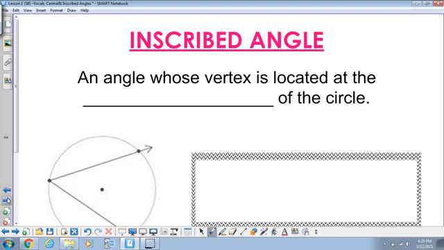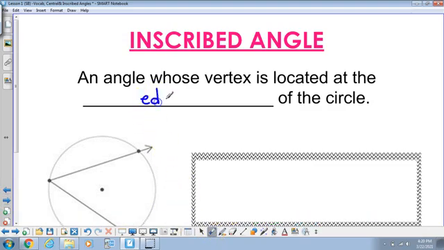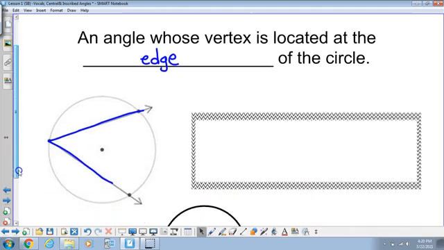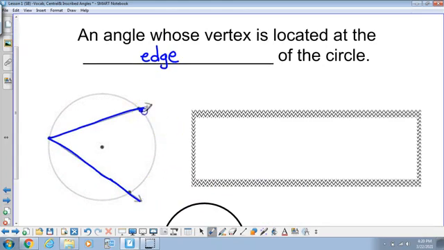Now, let's talk about another kind of angle called an inscribed angle. An inscribed angle is an angle whose vertex is located at the edge of the circle. Its vertex is on the circle, not at the center. So we have an example right here. We've got our angle, and that vertex is on the circle right there. It also has an intercepted arc. And that intercepted arc is this part right here of the outside edge of the circle.